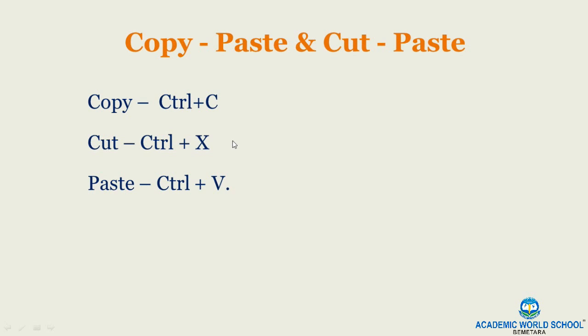In copy, the matter is available in both places, the source and the destination, but in cut and paste, the matter is not available in the source place; it is available only in the destination place. So I hope this is clear to you.